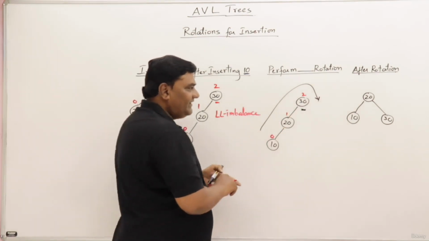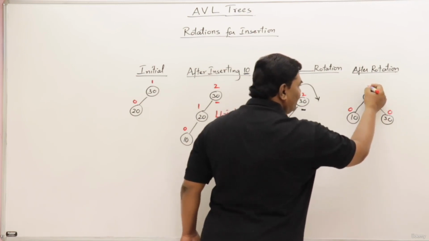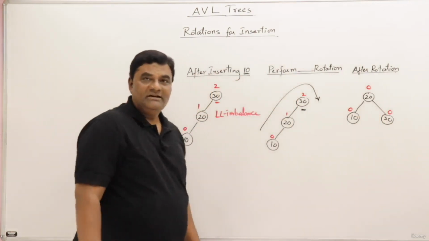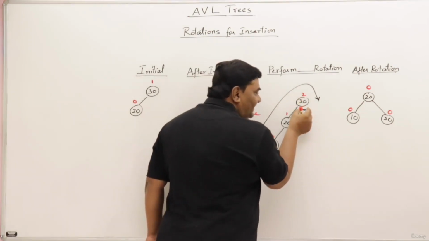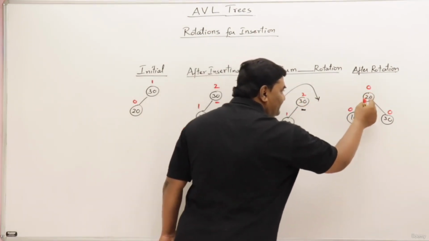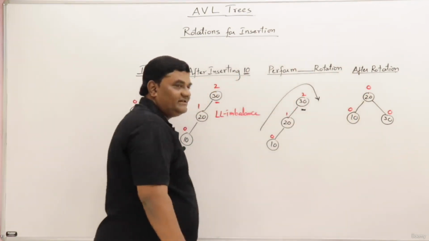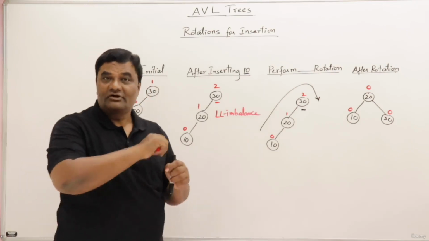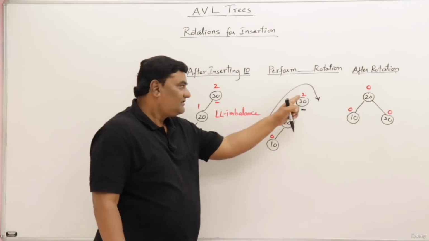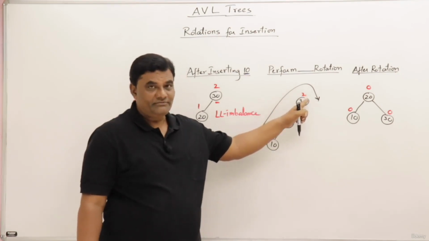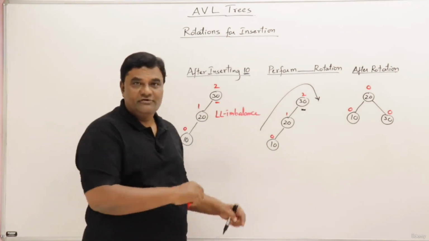Let us check the balance factors. This is 0, this is 0, this is 1 minus 1, 0. All are balanced. So around which node have we rotated? This node. Who is there now? 20. Is it balanced or not? Yes, its balance factor became 0. On whichever node you perform rotation, the balance factor should become 0 for that one. Earlier, at that position, the balance factor was 2. Now at the same position, the balance factor is 0. So this is the procedure for rotation.